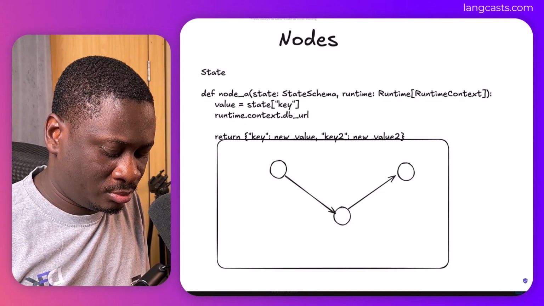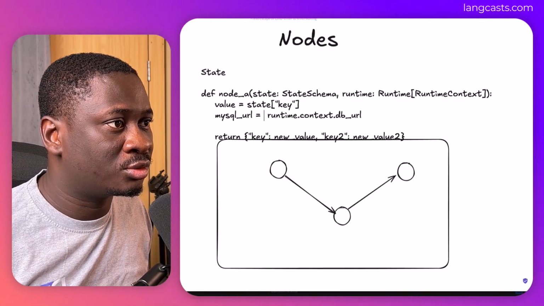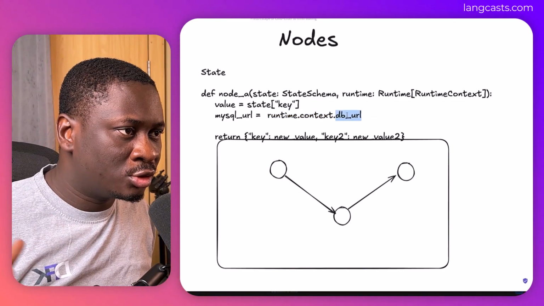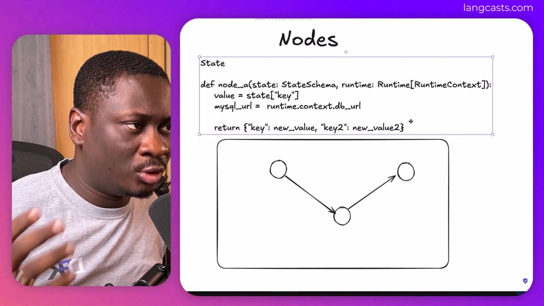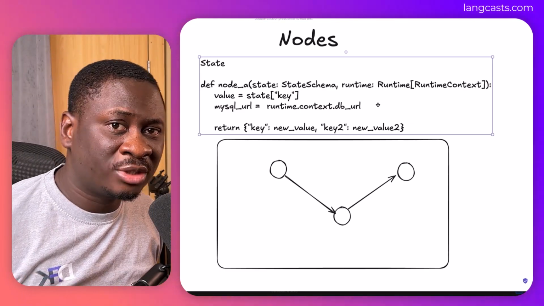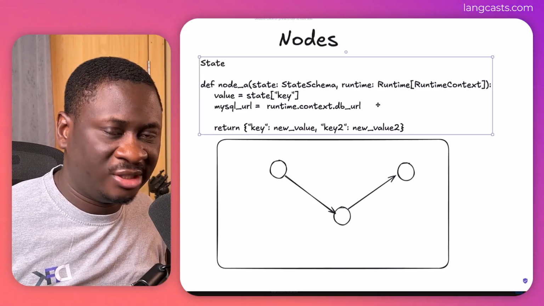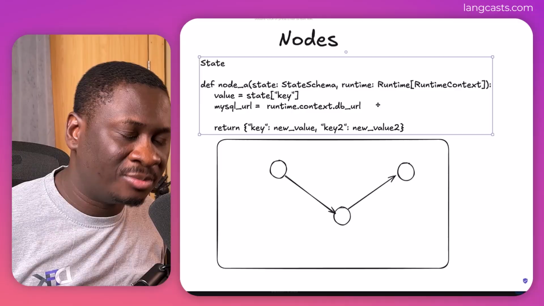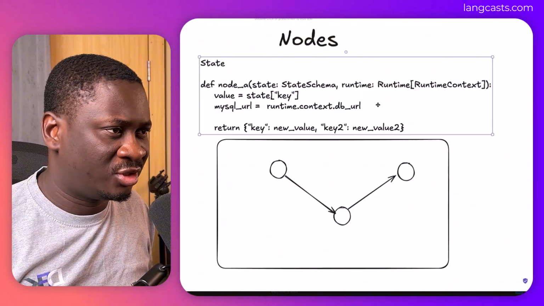So I can say, let's say, MySQL URL equals runtime context db URL. So that's how you access your context properties. So those are the three arguments that your nodes can take. State, which is the de facto argument for your nodes. Then we have config, which you can use to pass in a runnable config object, and also runtime context, which we're going to be looking at. We're going to be looking at the three of them basically.